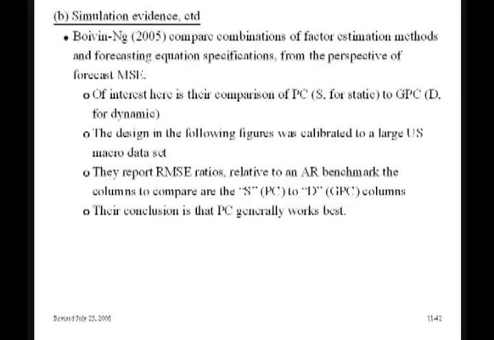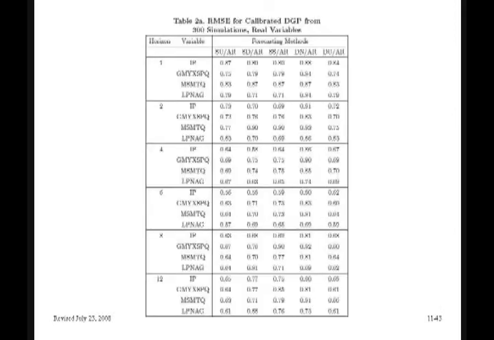Okay, so Bovan and Ning have also some simulation evidence comparing principal components to generalized principal components. And so I have a table of results. And so the columns to compare is this. I don't know what this column here. So I looked in their paper, and this is the column for principal components with an unrestricted regression divided by an autoregression as a benchmark, and this is generalized principal components. This is the particular covariance matrix scheme they're using, just the weighted least squares version, the heteroscedasticity version.